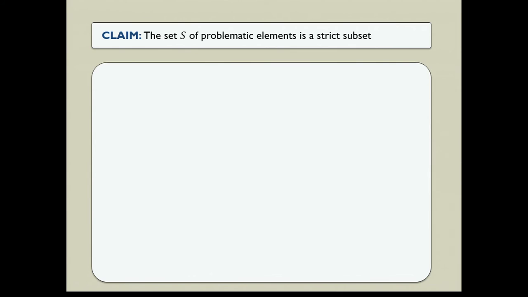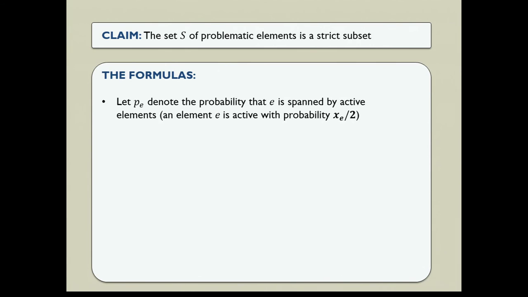Okay, let's check the math. Let P_e denote the probability that e is spanned by active elements. Remember, an element is now scaled down to be active with probability x_e over 2. So now you have the sum over x_e times P_e. This is basically the expectation, over the active elements A, of the sum of x values in the span of A. But what is the x value of the span of A? Remember that x is in the matroid polytope, a feasible solution, so this is at most the rank of the span.